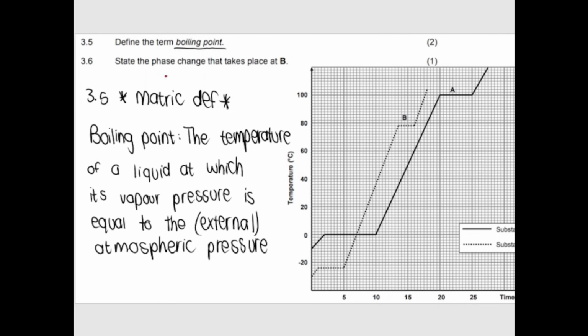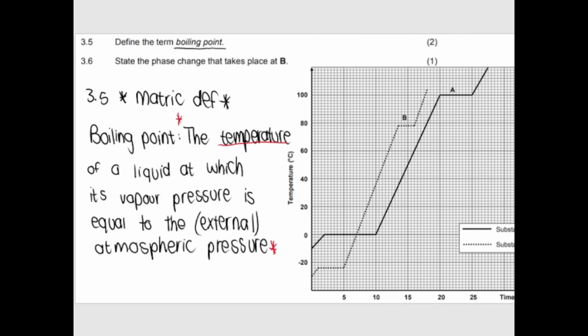Now, very, very, very important for you to always mention temperature in your definition. Boiling point is the temperature of a liquid at which its vapor pressure is equal to the atmospheric pressure. You need to say it as is. If you don't, you will lose marks.